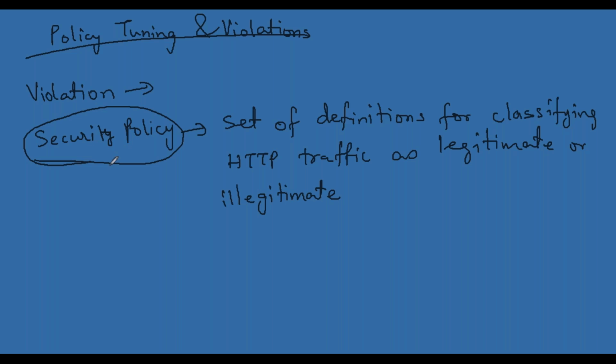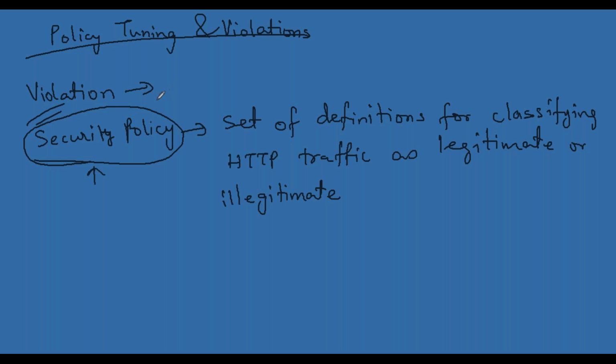So when ASM receives a request for a web application, it compares the structure and the content of that request to the rules that are defined in the security policy. And if the request does not comply with the security policy, ASM will generate a violation or multiple violations. Again, frequent occurrence of these violations can also be an indication of false positive. And this is the task which the administrator has to do to fine tune his policy.